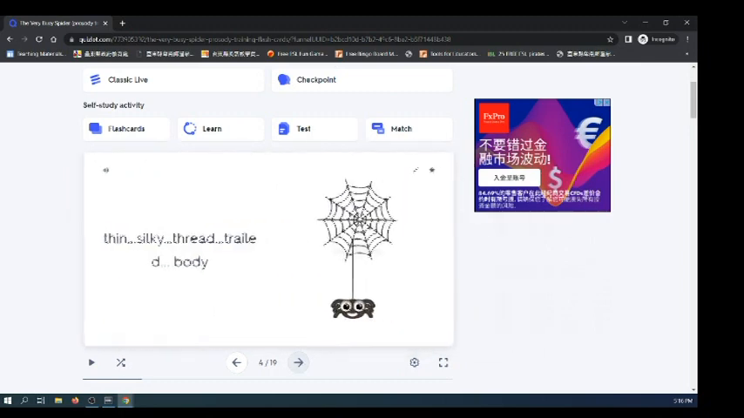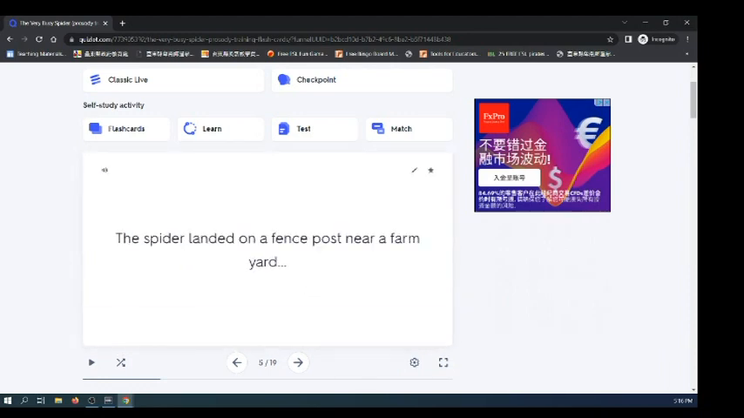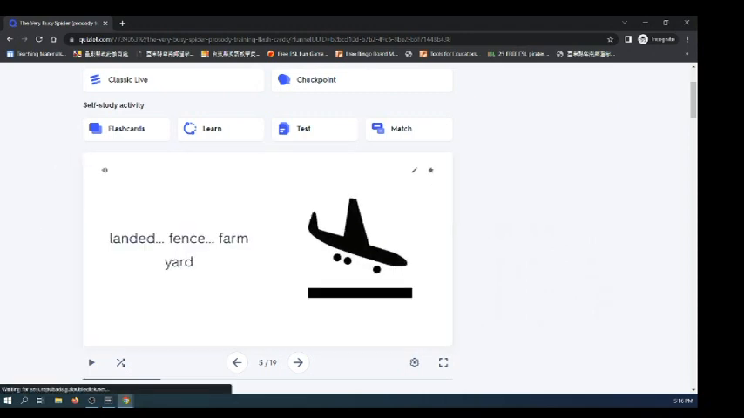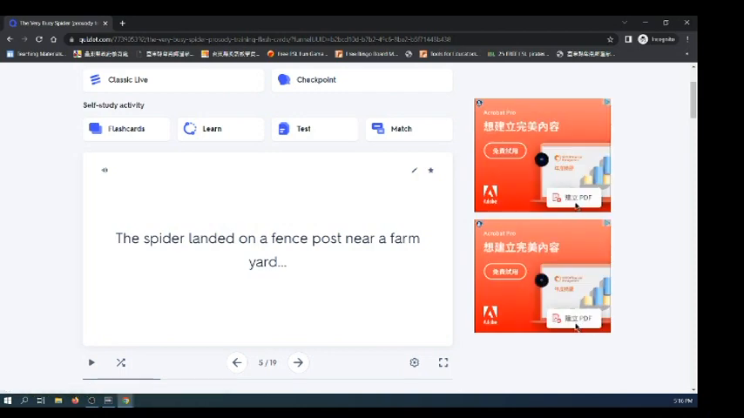A few more sets. Let's try this one. Landed, fence, farmyard. The spider landed on a fence post near a farmyard. Okay, did you notice that we didn't emphasize spider because spider is old information. We know that we are talking about the spider, so the new information becomes stressed.